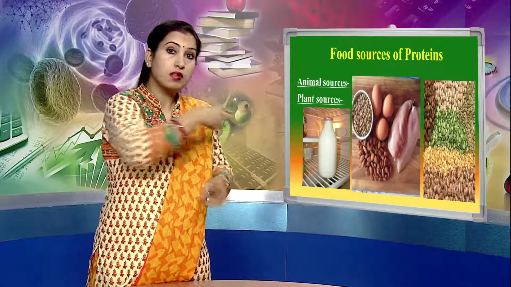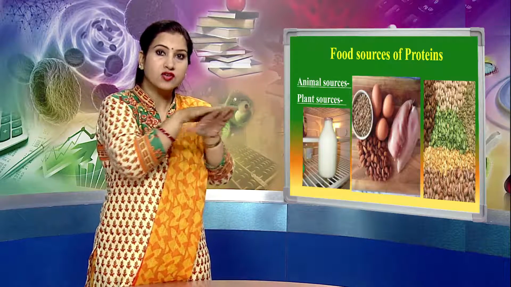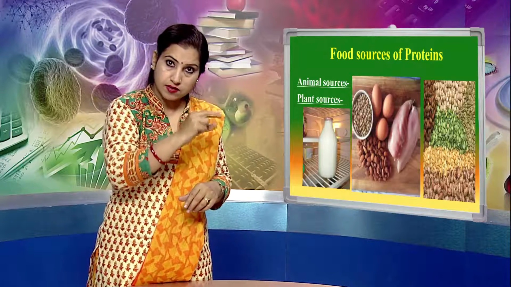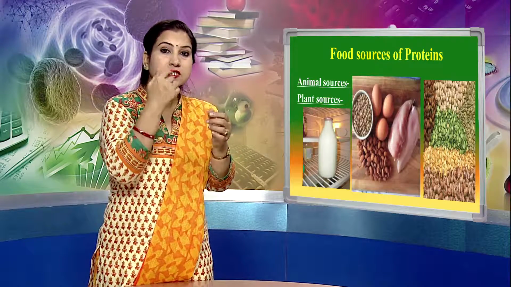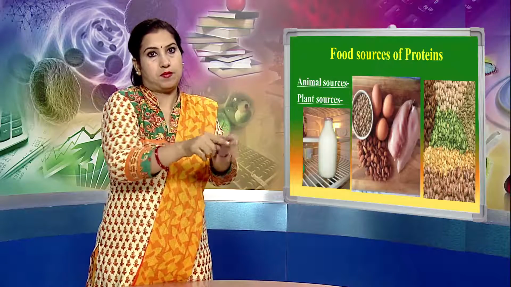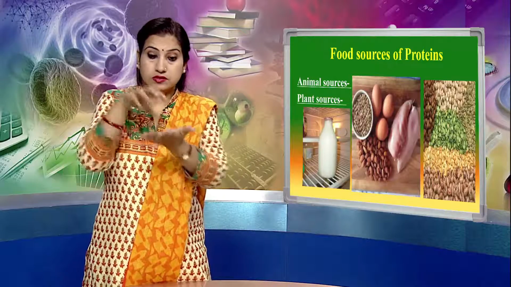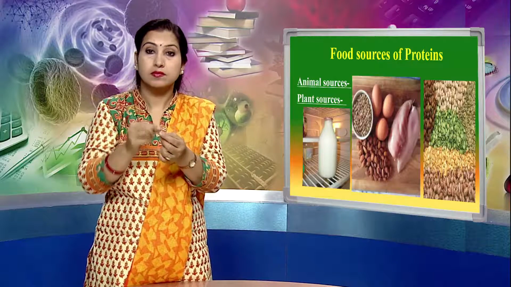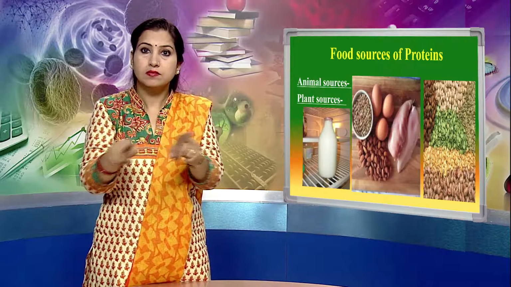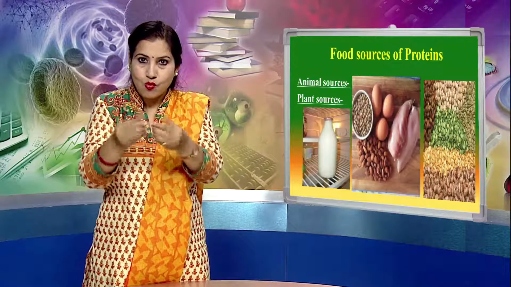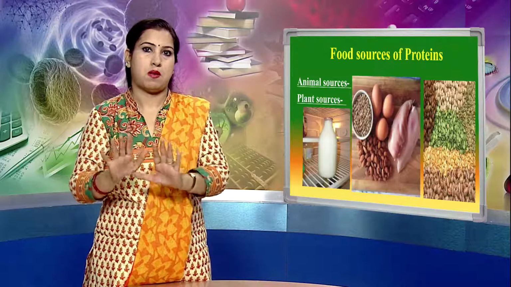Animal sources are meat, poultry, fish, eggs, milk, cheese, paneer, curd. And the plant sources are cereals, pulses, nuts, groundnut, soya bean, and some vegetables.